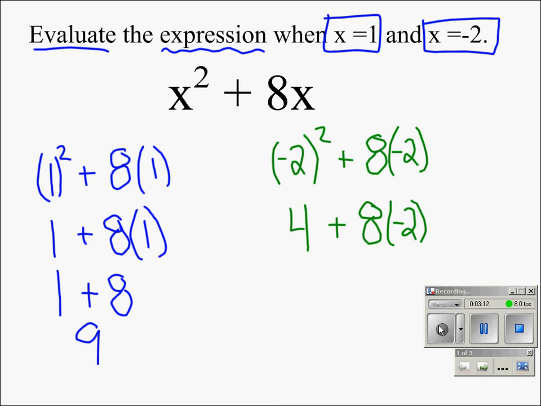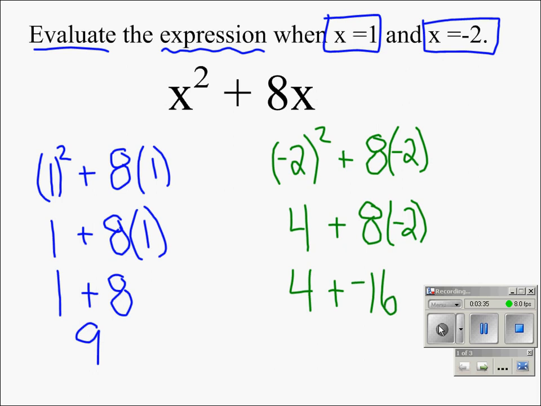Done with exponents, now we're going to look for multiplication and division. If I read from left to right, I have 8 times -2 right here. That's a multiplication because there's no sign in between them. So I bring down my 4 and plus, and 8 times -2. 8 times 2 is 16. A positive times a negative is a negative.